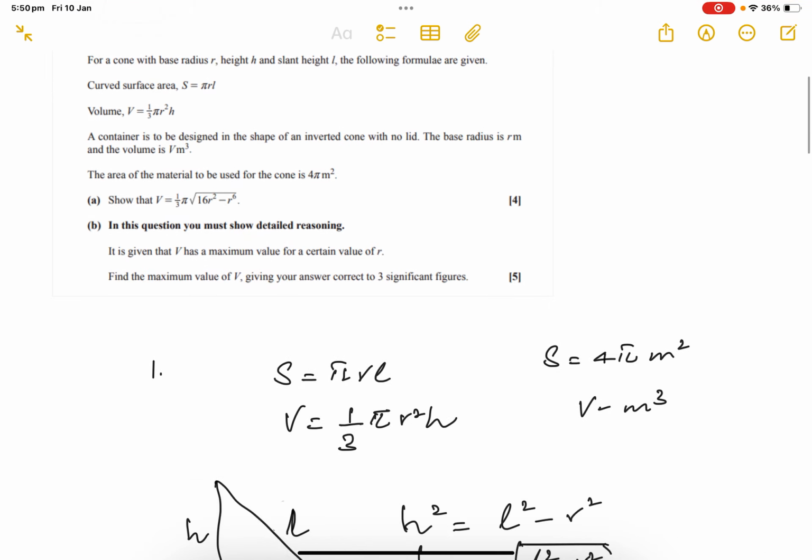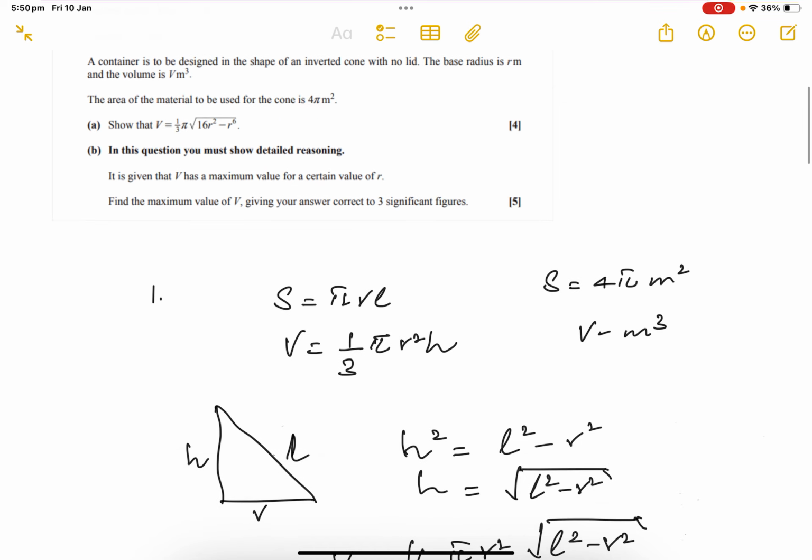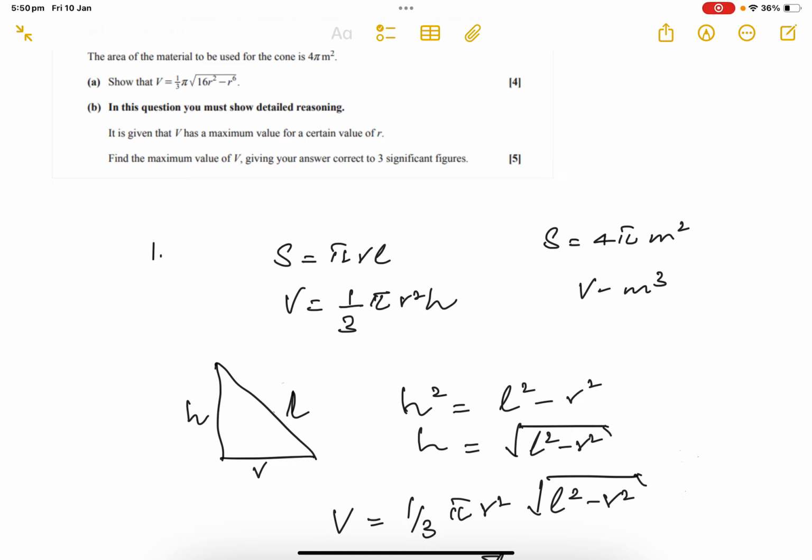Let's write down some of the equations or formulas being given. S equals pi r l, so the curved surface area, or the material used for the cone, S equals pi r l. That again is given as 4 pi meter squared. V equals 1/3 pi r squared h. V is the volume, and meter cube is the unit of volume.